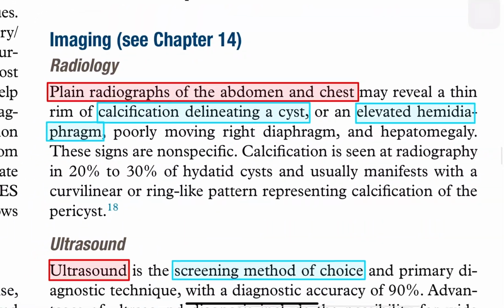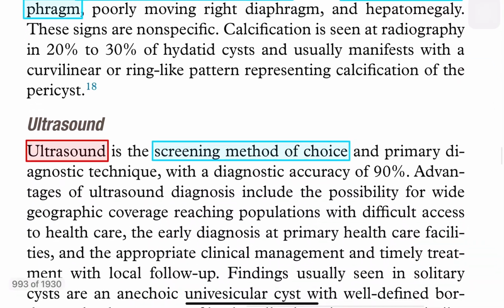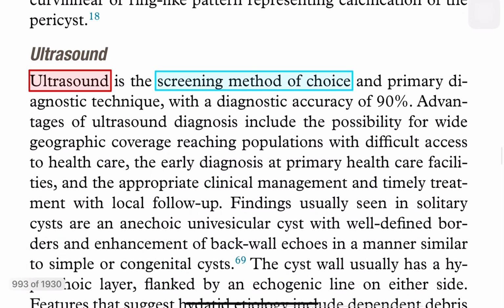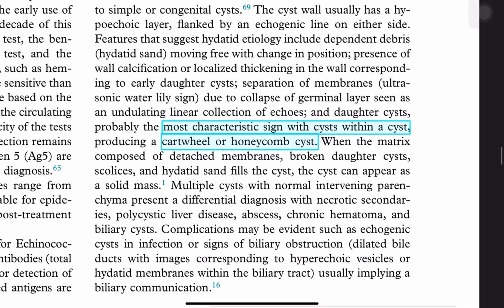Plain radiograph of abdomen and chest should be taken. You will see a thin calcification delineating a cyst or an elevated hemidiaphragm, okay, in the chest X-ray. USG is the screening method of choice, and the more characteristic sign is cyst within cyst, also known as cartwheel or honeycomb cyst.